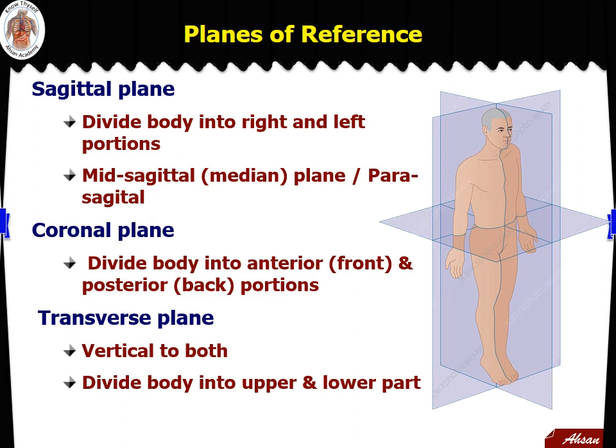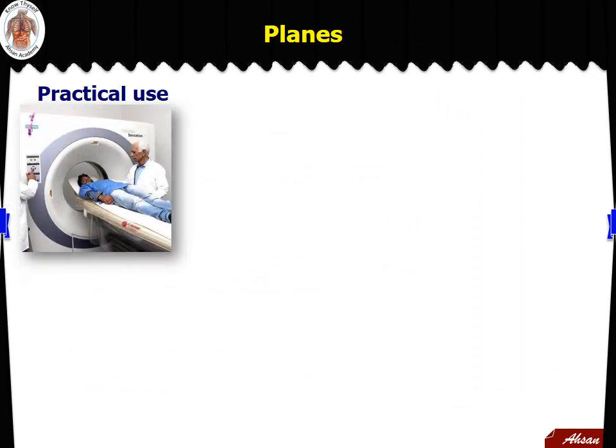So these planes are used for particular purposes. We know that MRI, CT scan, and X-rays are the investigations we use to identify the problems of a human being, to diagnose the disease.